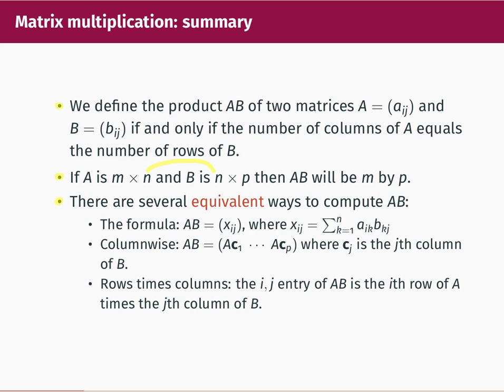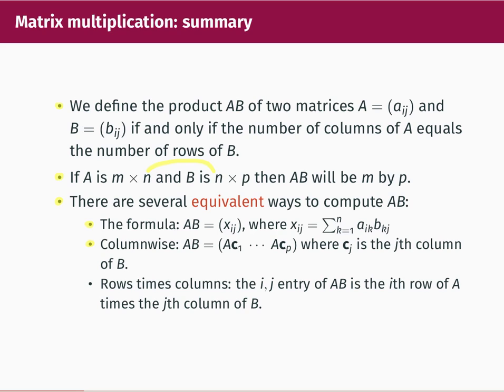Finally, there are several equivalent ways to specify the entries in a product A times B. First of all, there's a formula in sigma notation. A times B is the matrix whose ij entry is equal to the sum from k equals 1 to n, the number of columns of A, of the ik entry of A times the kj entry of B.